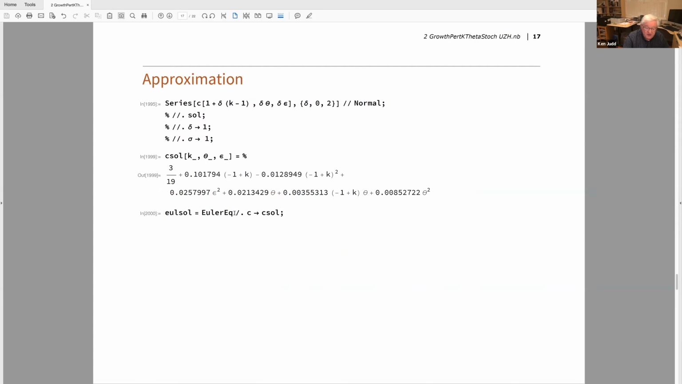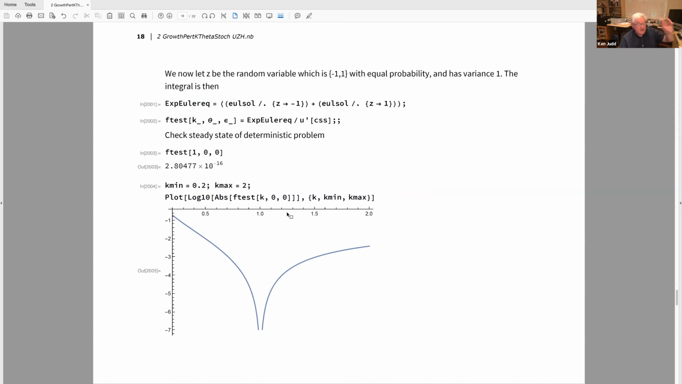I take the Euler equation error and I plug in the solution. Now that involves the variable z, and now I'm going to integrate out the Euler equation error. For the integration, I'm just going to say that z is a random variable, which is either -1 or +1 with equal probability, and so its variance is 1. And so now the integral is just a matter of, oh, I should divide by 2 here, by the way. Sorry, but that's just a scalar thing. So for the expectation, I take this and divide by 2.